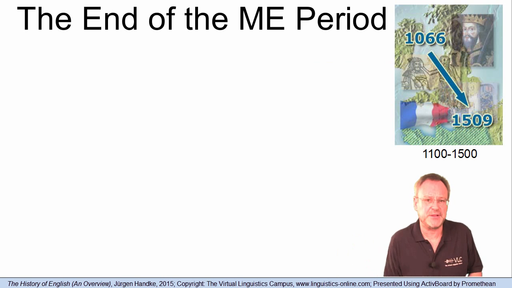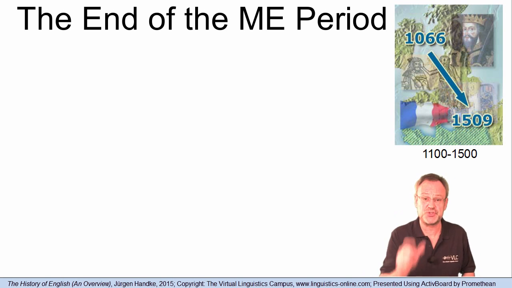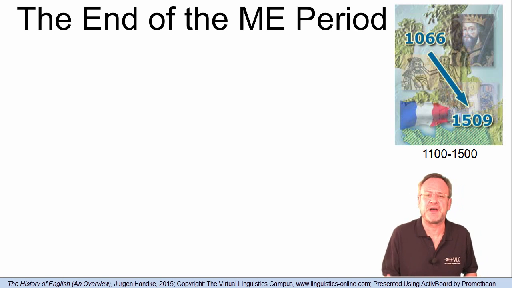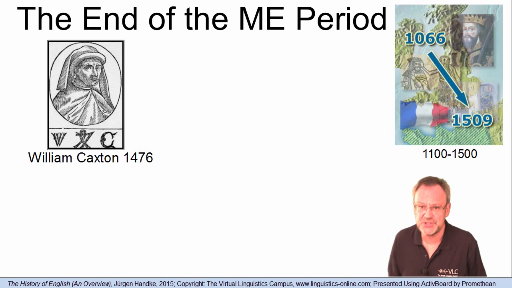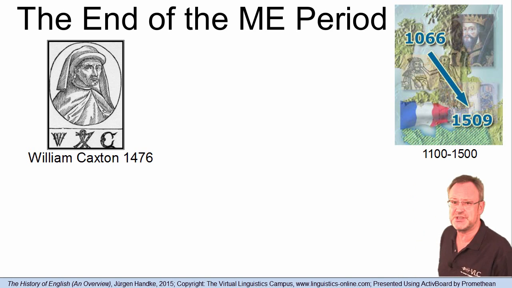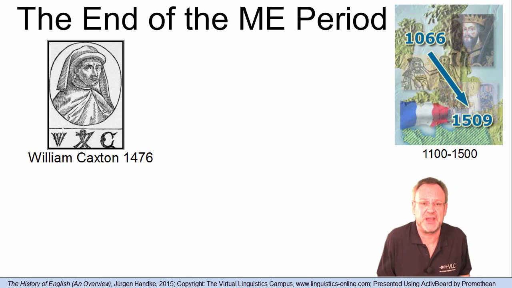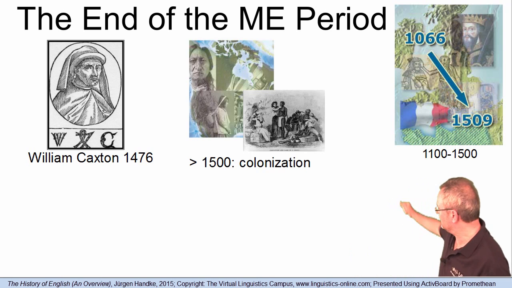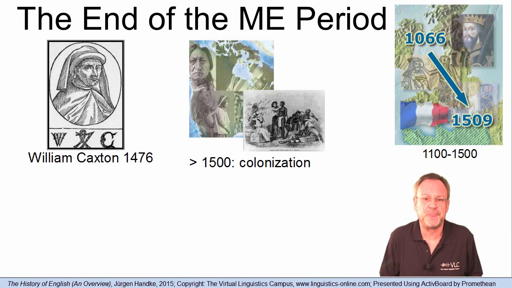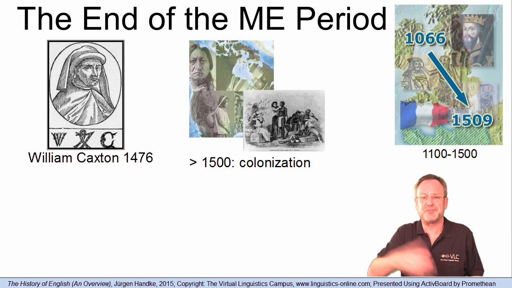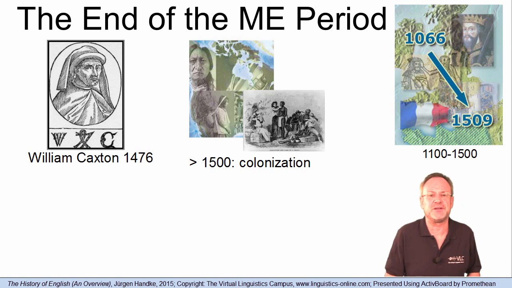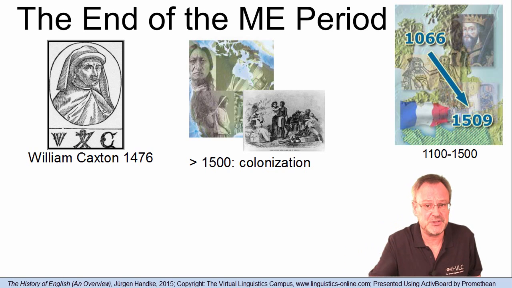The end of the Middle English period is marked by several historical incidents, where the first two had an enormous impact on the development of English. The introduction of the printing press to England in 1476 by William Caxton, which led to a standardization of the English language, and the beginning of colonization after 1500, after the discovery of America in 1492, which eventually led to a global spread of the English language.